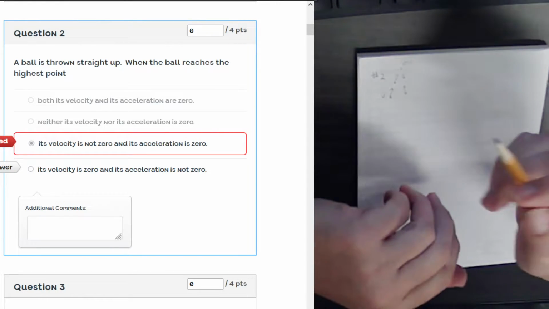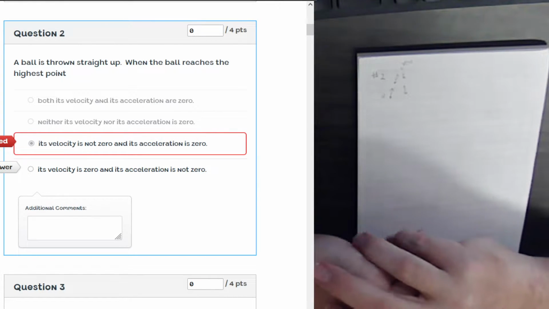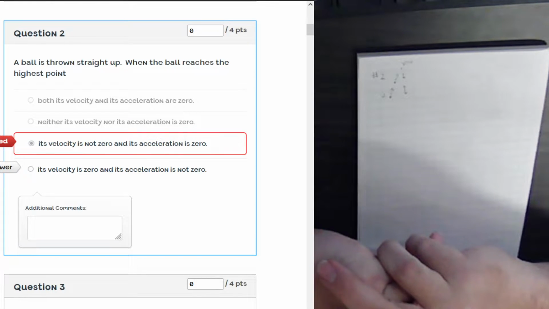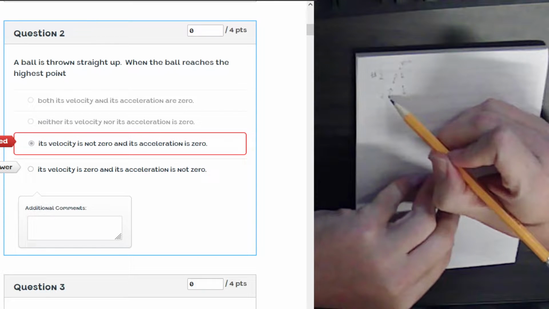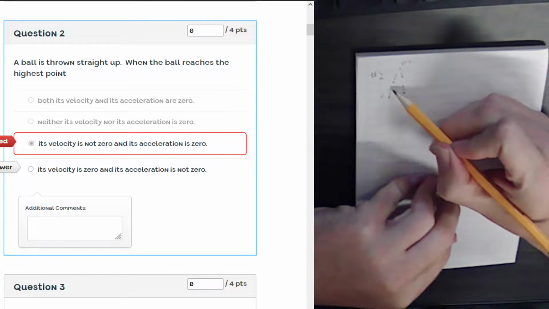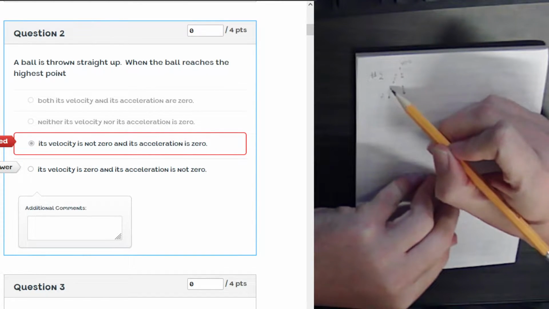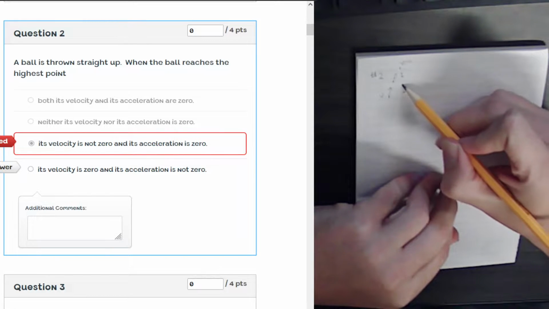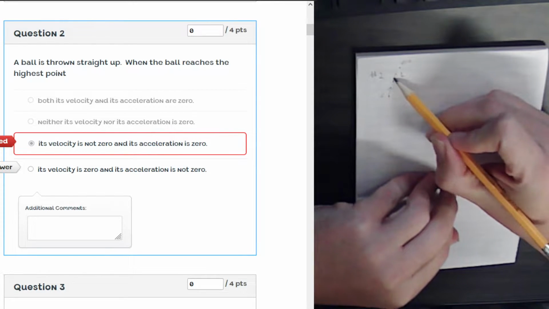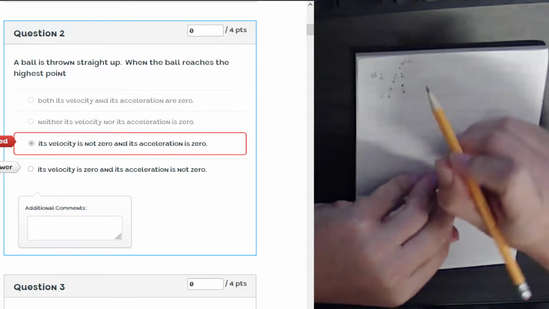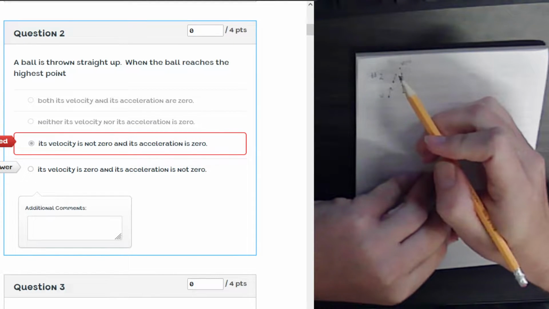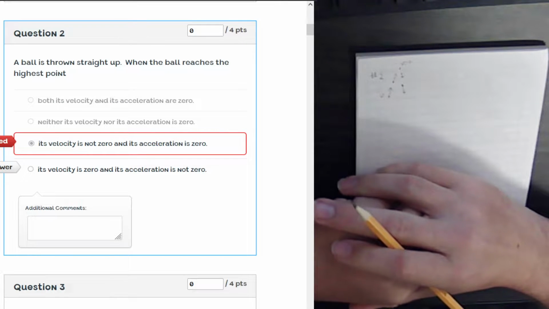Okay, so looking here, we have question 2, and it says a ball is thrown straight up. When the ball reaches the highest point, what happens? So you have this velocity here. It starts with a large velocity going up, so that's why it's going up, because you threw it up. It'll go up, it gets smaller, reaches zero at the top, it gets bigger as it comes back down. It's obviously pointing up when we go up, and down when we're coming down.